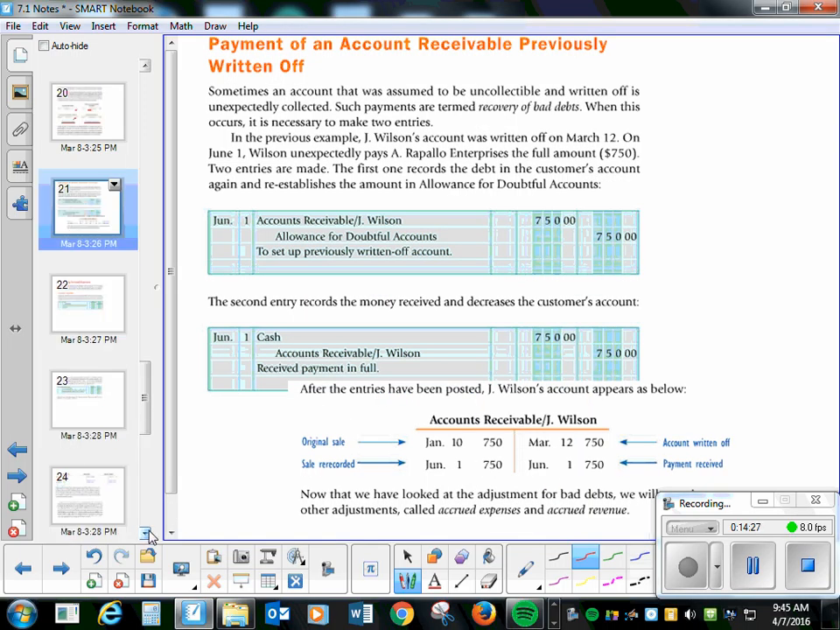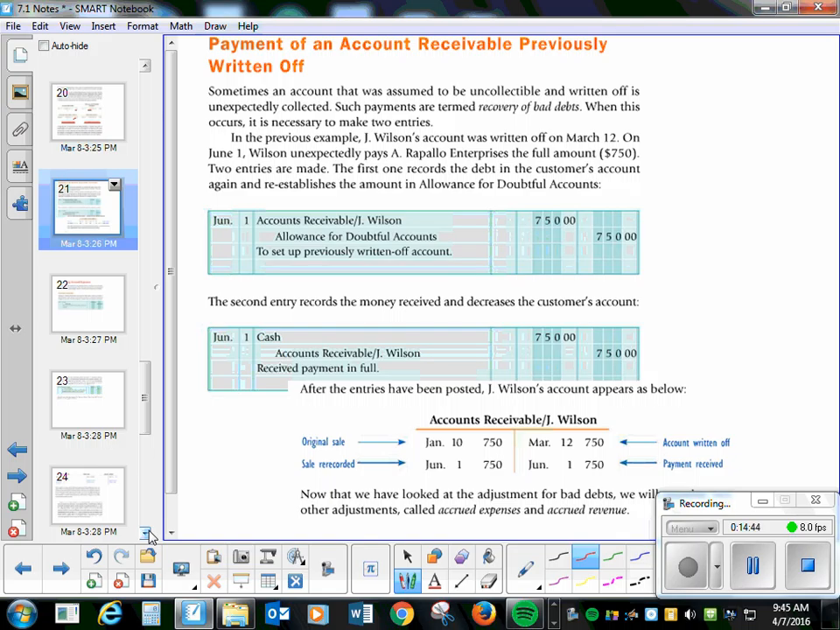Okay, we're getting really close to being done. Payment of an account receivable previously written off. Sometimes an account that was assumed to be uncollectible and written off is unexpectedly collected. Such payments are termed recovery of bad debts. When this occurs, it is necessary to make two entries.